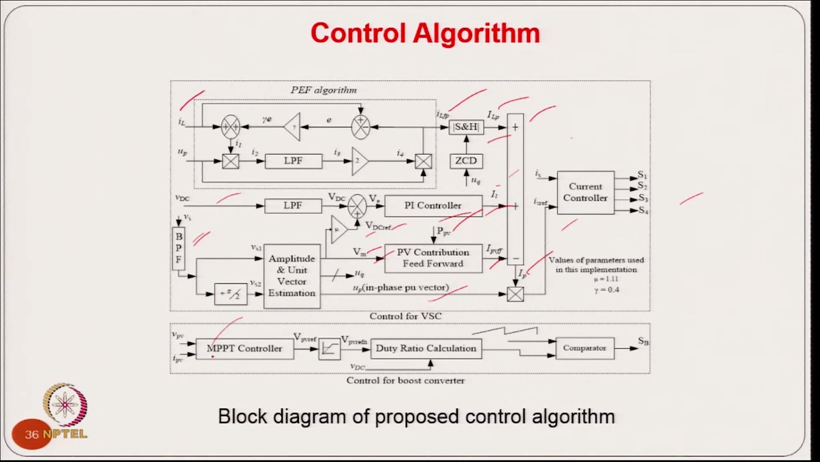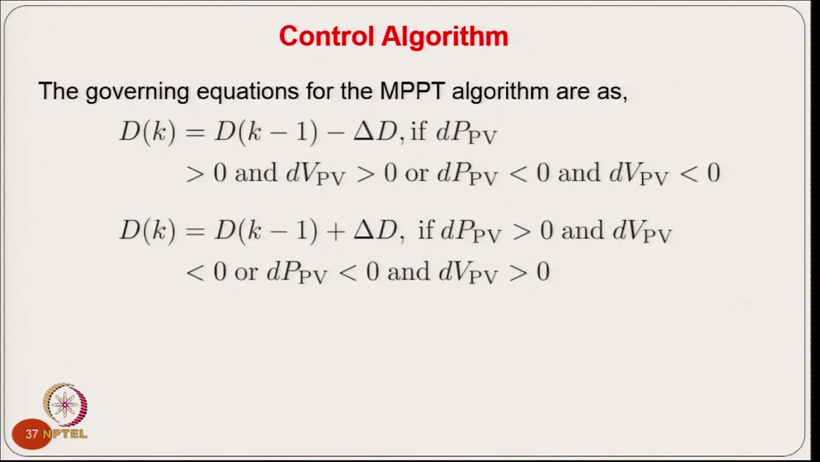For MPPT in the same manner, we have PV voltage, PV current, and from this PV voltage we are able to get the reference voltage from the MPPT controller, and then of course we have a DC link voltage. So, we are able to get the duty ratio, and comparing this duty ratio with the sawtooth waveform carrier wave, you are able to get the gating signal for the boost converter. So, that is typically the control.